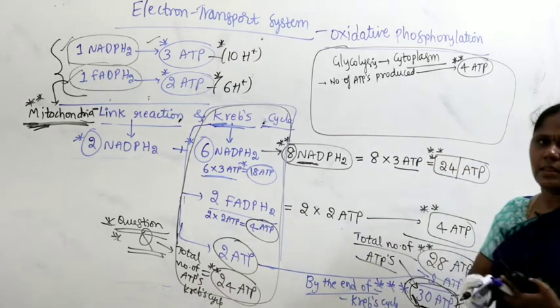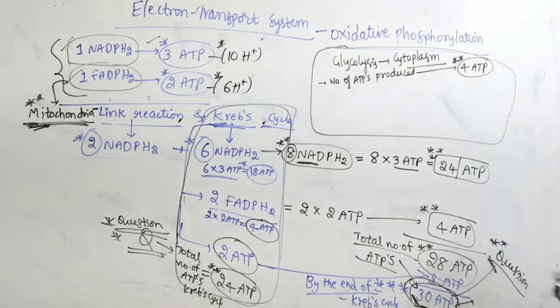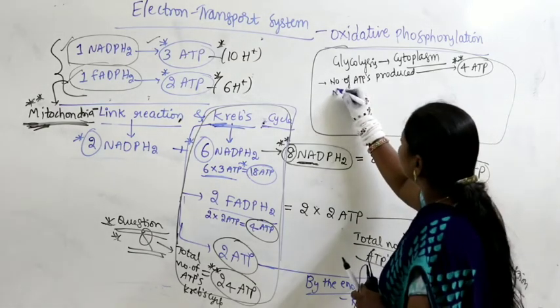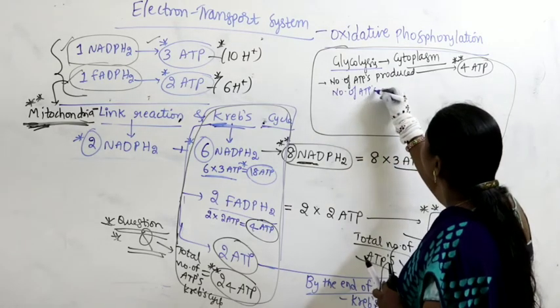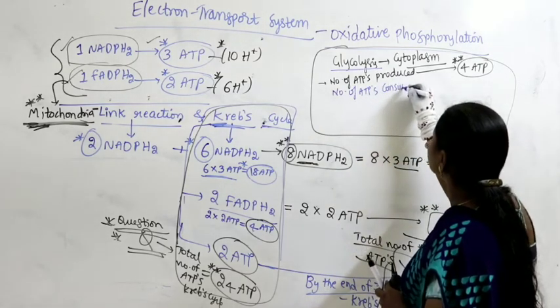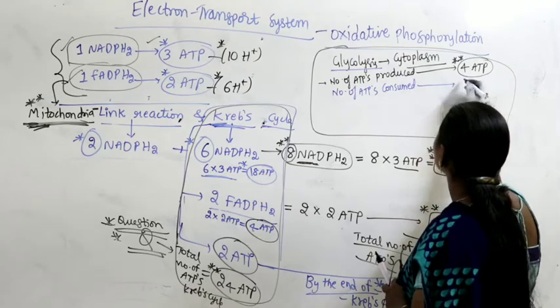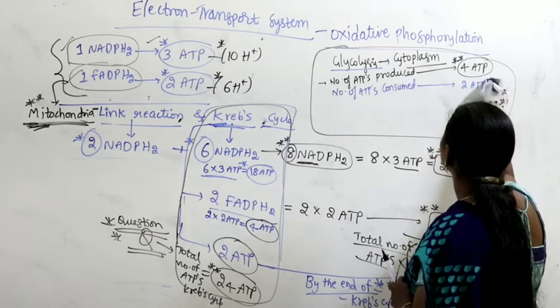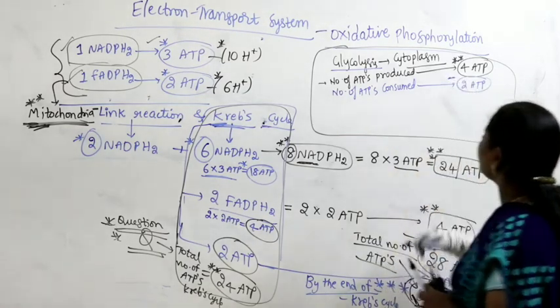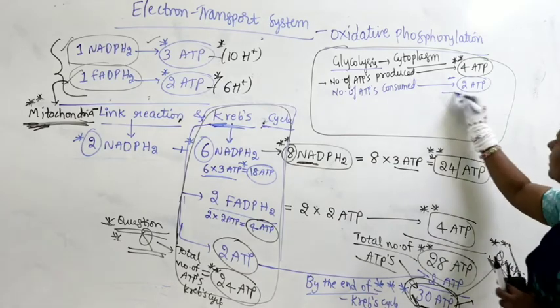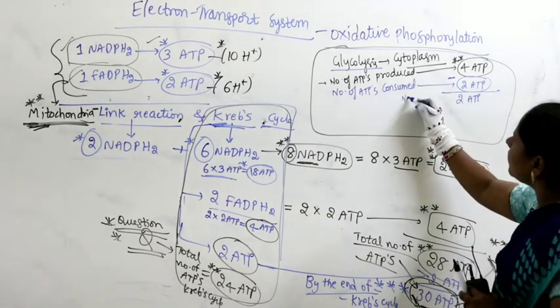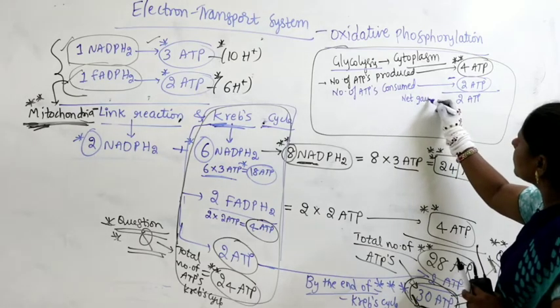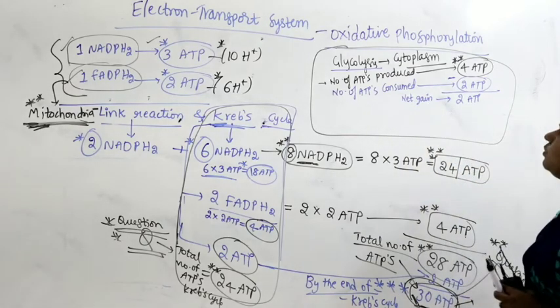Right? But in that, the number of ATPs consumed at the time of glycolysis. How many ATP are consumed? 2 ATP are consumed. So, 4 minus 2, you will get a net gain of how much? 2 ATP. 2 ATP is nothing but the net gain. Net gain is 2 ATP.